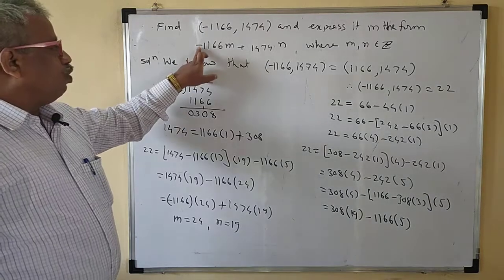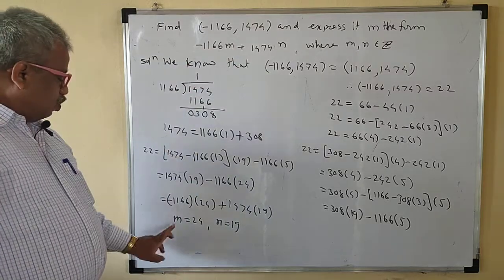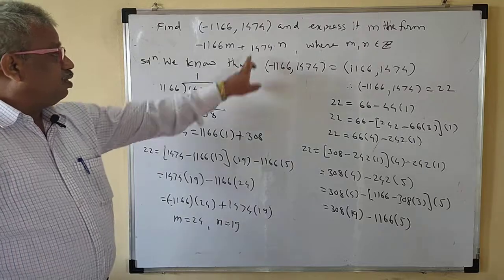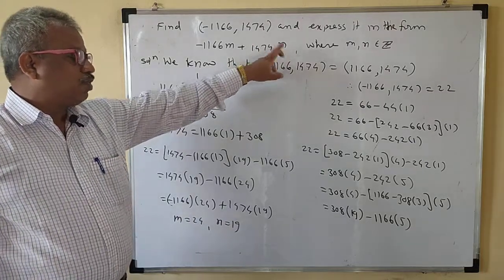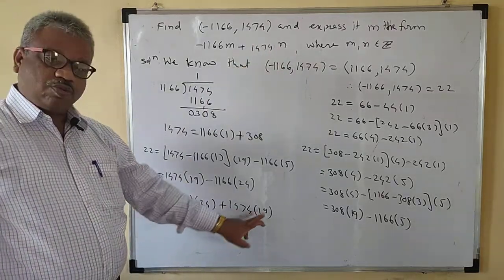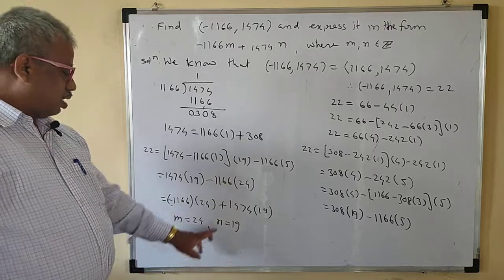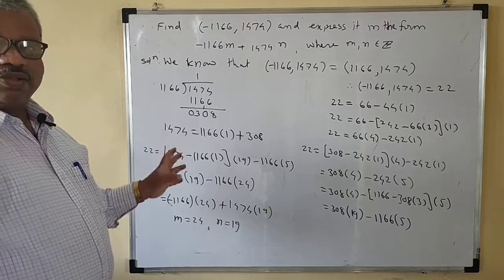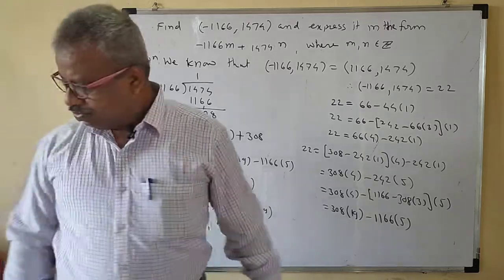Okay. So now see the coefficient of minus 1166. The coefficient of minus 1166 is 24, and your 24 is M. The coefficient of 1474 is N; the coefficient of 1474 is 19. So your N is 19. Okay, so now the problem is over. I hope that you understand this one. Okay, so now we will stop here.